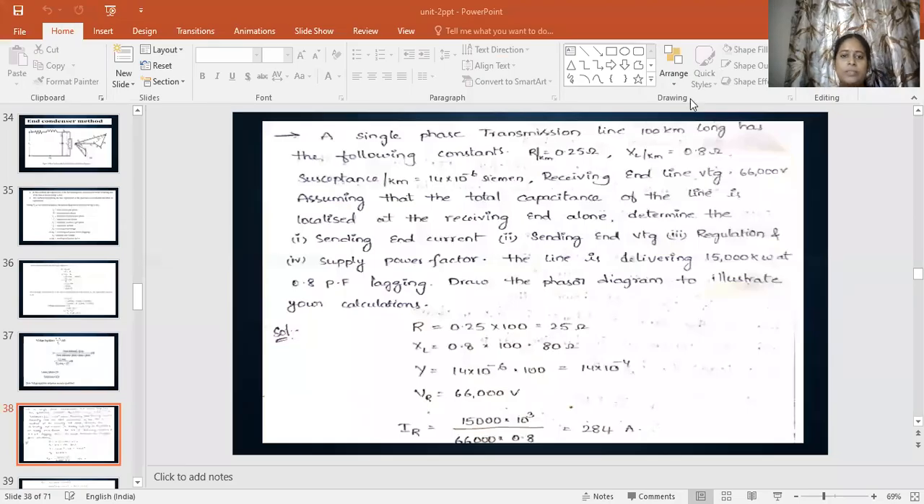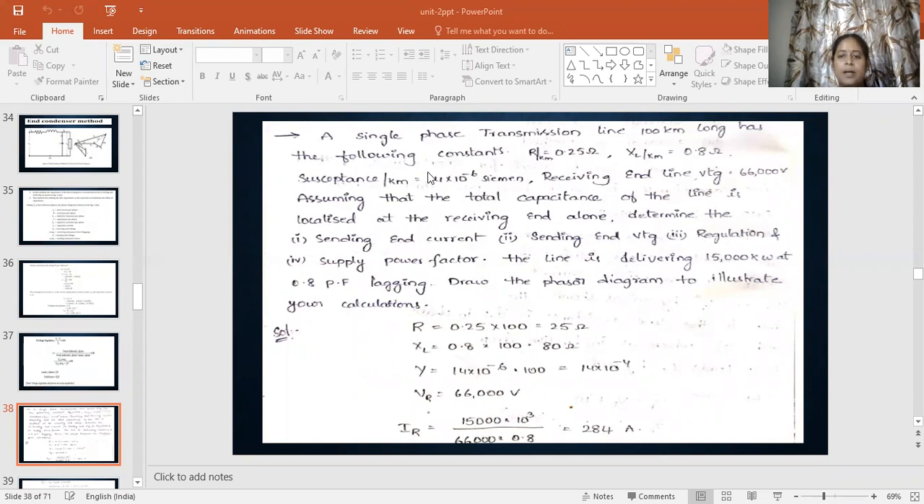Good morning, students. In the previous class, we derived the equation for the end condenser method, and in this class, we are doing the problems based on the end condenser method. Okay, the first problem is a single phase transmission line 100 kilometers long has the following constants.